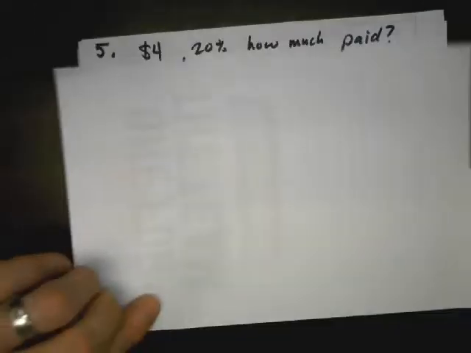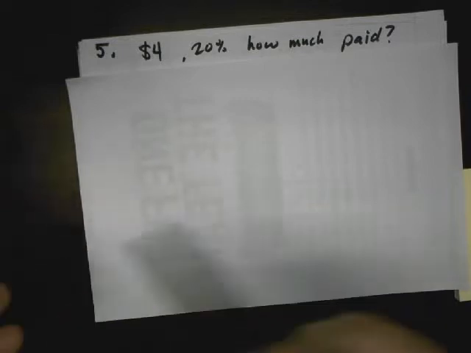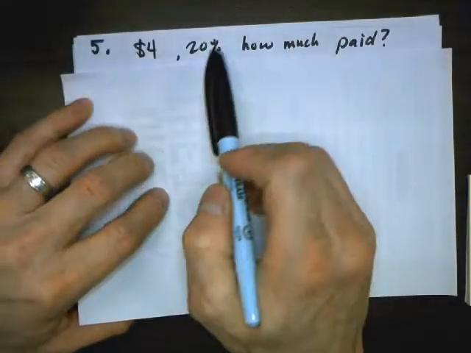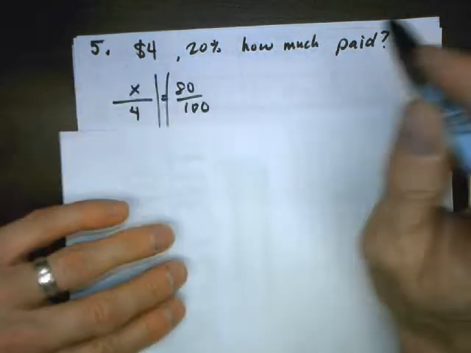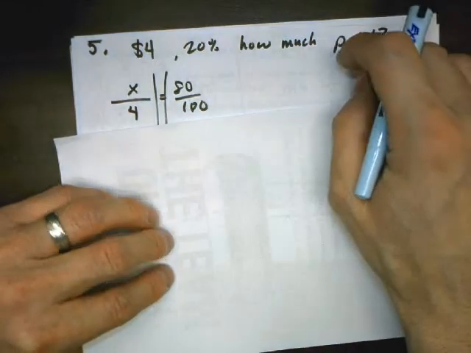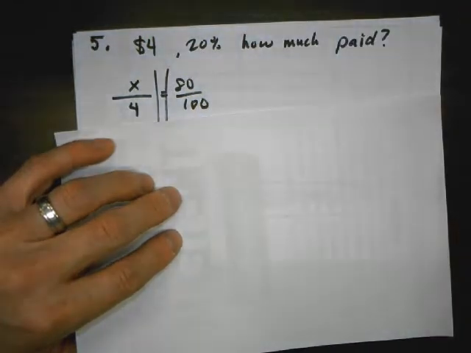Number 5. A $4 item went on sale for 20% off. What is the new price? So, in other words, I can find 20% of $4 and subtract it, or I can simply find 80% of $4, right? Because if you're taking 20% off, you're paying 80%. Why don't we just do it in one shot, okay?